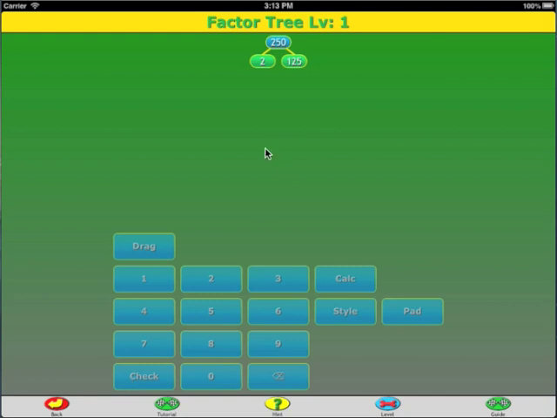Now we must choose a node that is composite. 125 is composite. 125 ends in 5. Therefore, it is only divisible by 5. Let's enter 5.